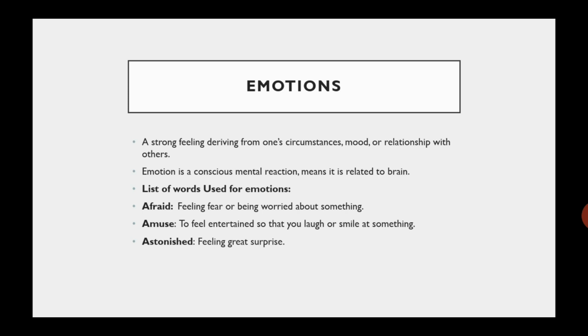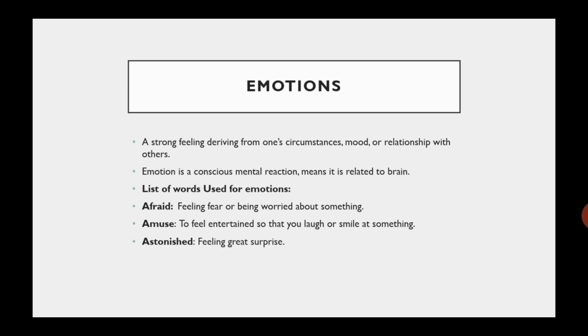Next, emotions. What is emotion? A strong feeling deriving from one's circumstances, mood or relationship with others are the emotions. So emotion is deriving from one's circumstances, mood or relationship with others. Emotion is a conscious mental reaction, which belongs to mind or brain. Here we have a list of words used for emotions. Let me tell you one by one.